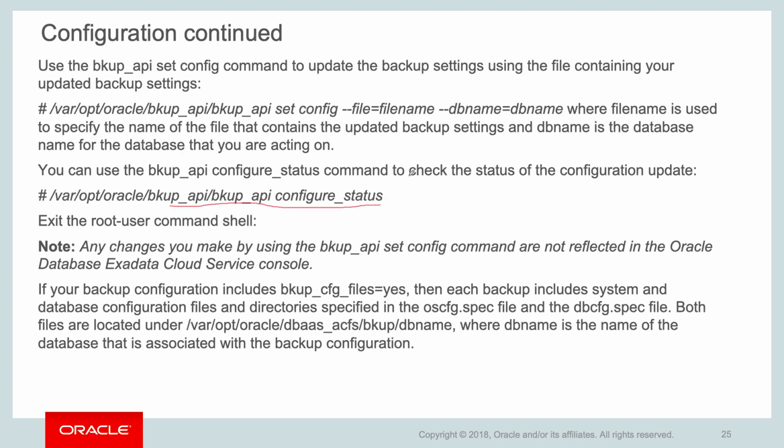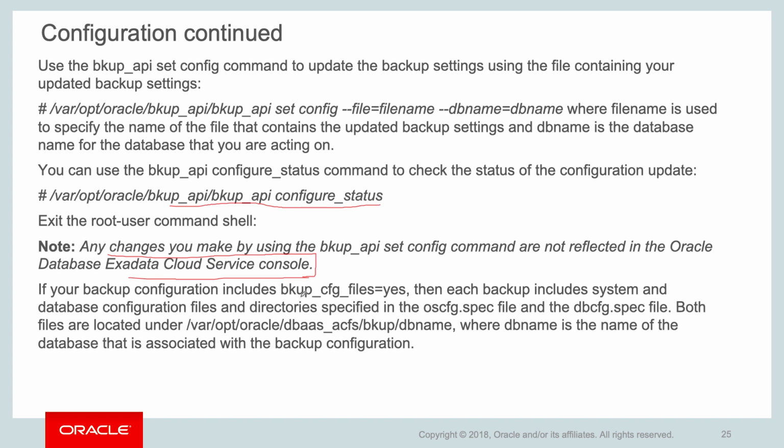So the backup API configure status command is going to tell you the configuration update you have done. One thing to note here is that any change you make to your database environment for backup using the backup API is not reflected in the Oracle Database Exadata Cloud Service Console. At present, we are not providing any information in the console, which might change. For normal DBaaS, we have all the managed or automatic backup configurations in place, but for Exadata Cloud Service we don't have any, which might change in the future. But whatever changes you make, you won't be able to validate them in the console.